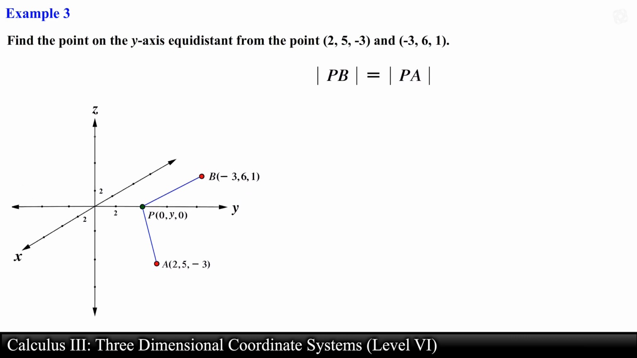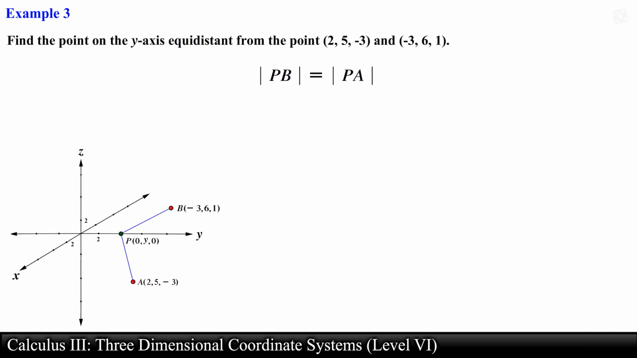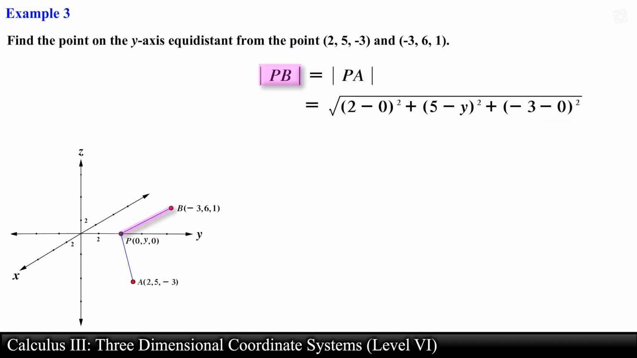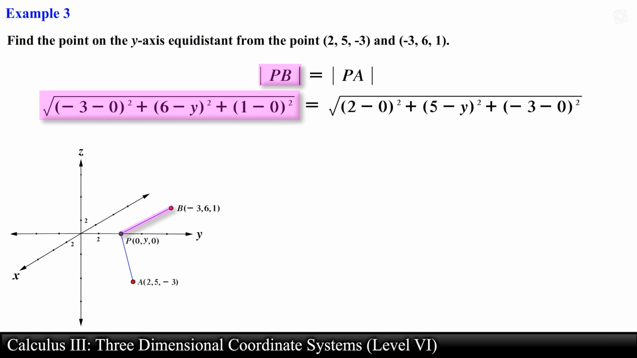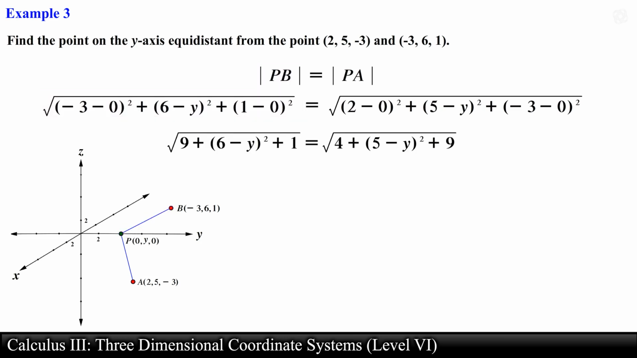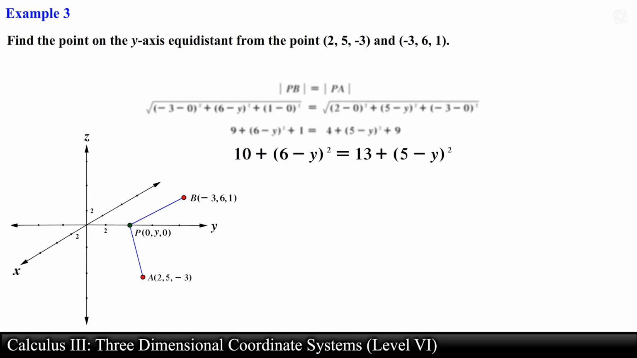Now that we have the coordinates of point P, let's go ahead and apply the distance formula to both line segments. The distance from point P to point A is represented as follows. And the distance from point P to point B is represented as follows. Next, we go ahead and simplify both sides by squaring the difference of the x and z coordinates, leaving the difference of the y coordinates intact for now. Next, we go ahead and square both sides to eliminate the square root from both sides. Then we go ahead and simplify the expressions.